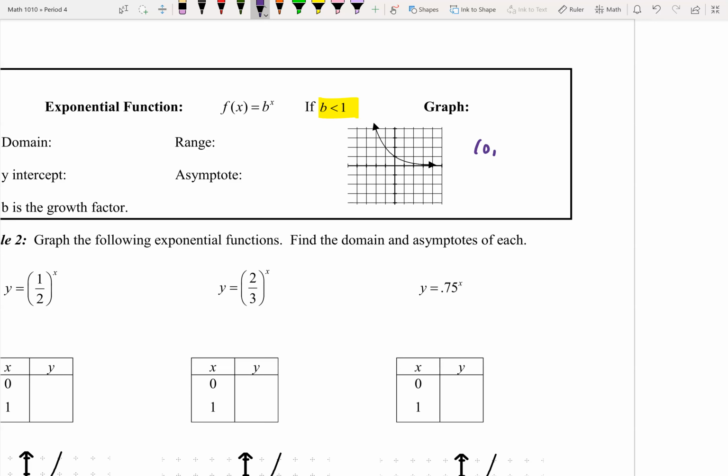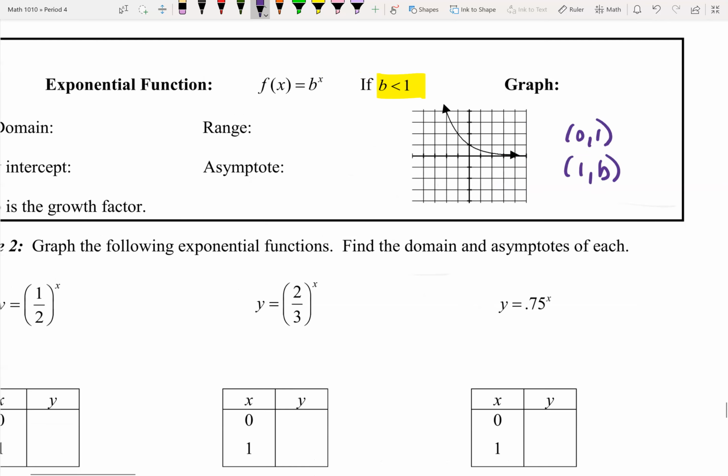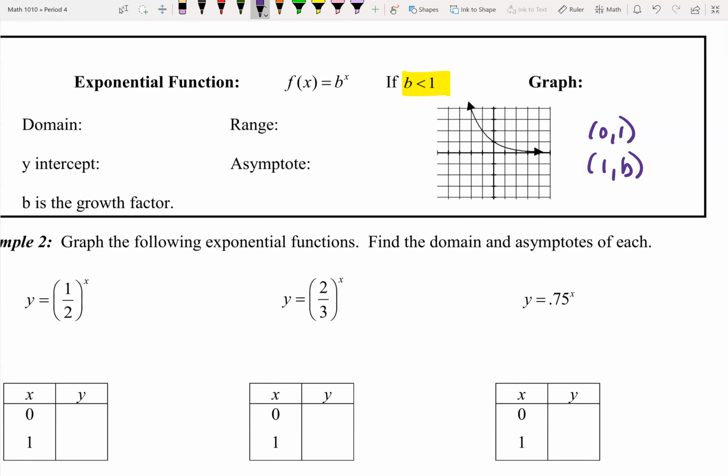Everybody write down the point 0, 1 and 1, b. And you'll naturally go, oh yeah, it's going to swing the other way. And I'll show you how that happens in a second. Everybody look at that graph. Shout it out. Tell me the domain. It's all real numbers. It's been all real numbers the whole time. What's the range? Greater than 0. So you could say y is greater than 0. You could also say from 0 to infinity, with a parenthesis at 0.